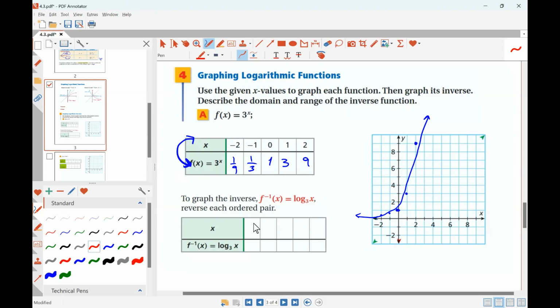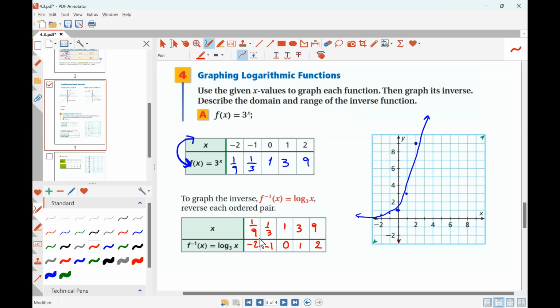1 over 9 and negative 2. 1 over 3 and negative 1. Your x becomes 1, y becomes 0. x becomes 3, y becomes 1. x becomes 9, y becomes 2. So I use the same ordered pairs, just in a different order. I just reversed each ordered pair.